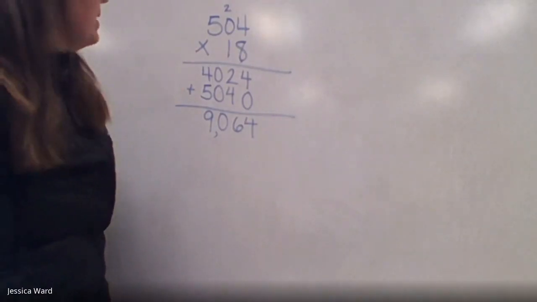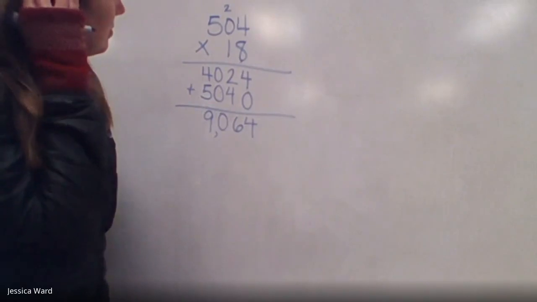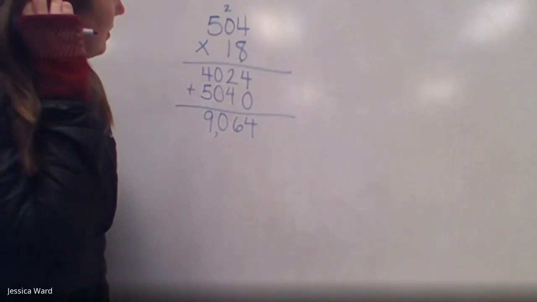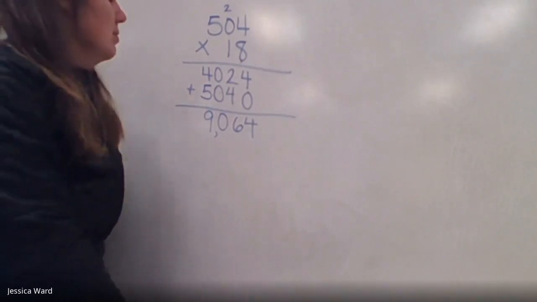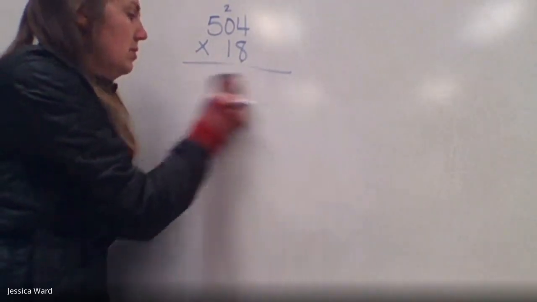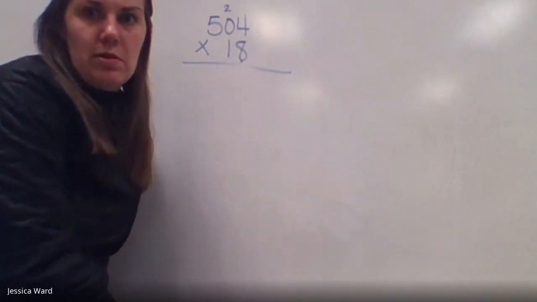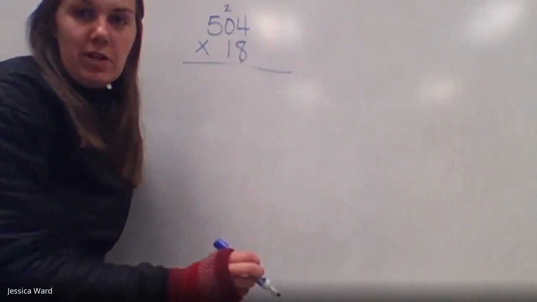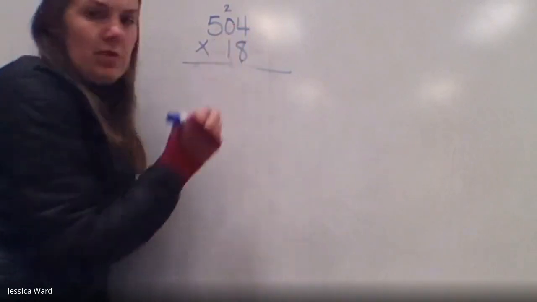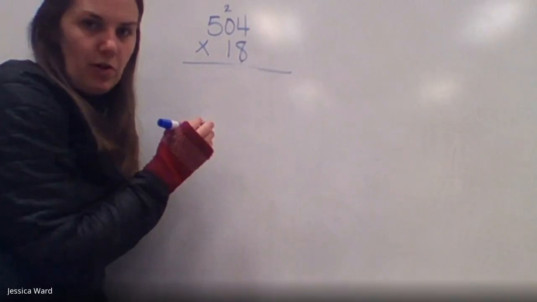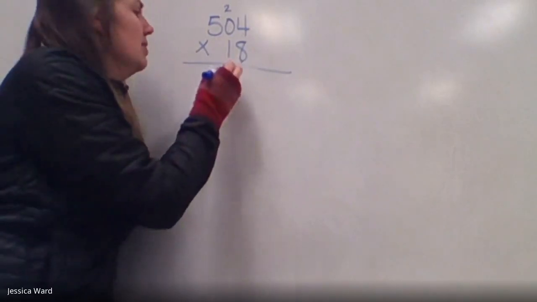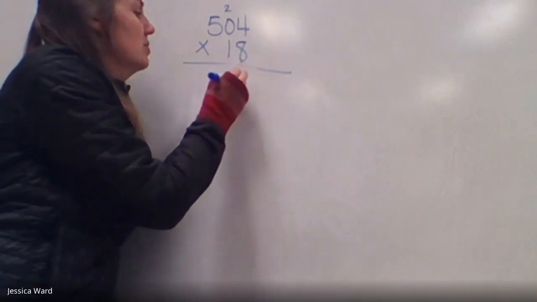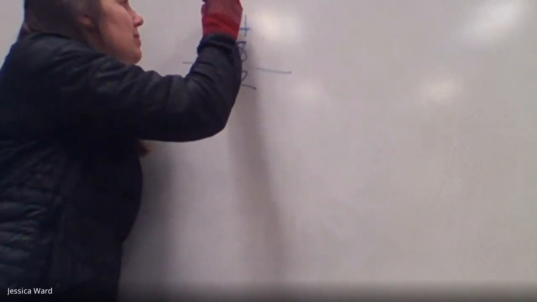Oh, because did I, 8 times 4 is 32. Okay, let's start over, shall we? 8 times 4, not 24. Nope, 32. You guys knew that already. I'm going to go ahead and write in 2 here and 3 up here.